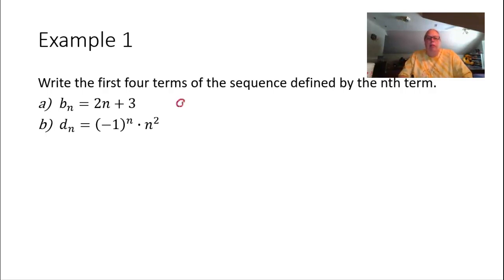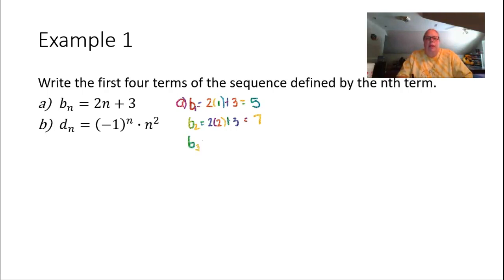Okay. For part A, we're literally going to start plugging integers in, starting with 1 and going all the way through 4, because we're finding the first four terms. So b sub 1 is going to be equal to 2 times 1 plus 3. That's going to give me 5. B sub 2 is going to be equal to 2 times 2 plus 3. That's going to give me 7.